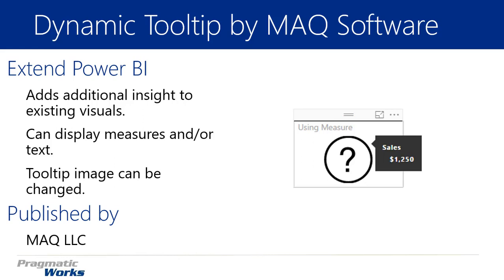Now you can display either measure values like you see in the screenshot on the right-hand side, or you can just have plain old text if you wanted to describe something using the dynamic tooltip. The tooltip image itself, so you see the question mark, can be changed. If you have an image of something else that you want to replace it with, really anything that's on the web, it does have to be a URL, then you can replace it with another image URL so that the dynamic tooltip is displayed with a different image. So you have some options there that you can choose from.